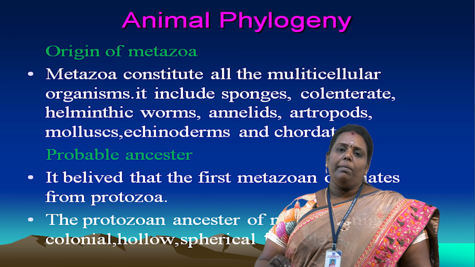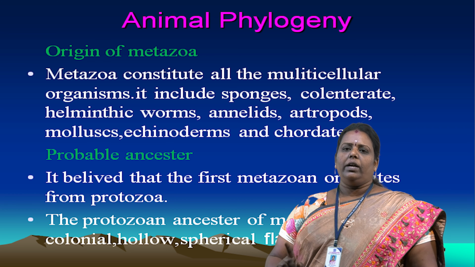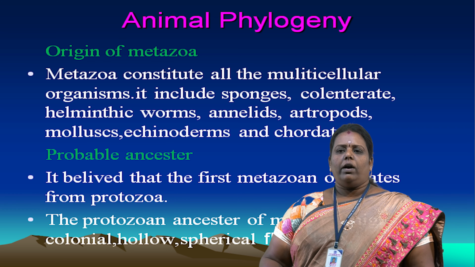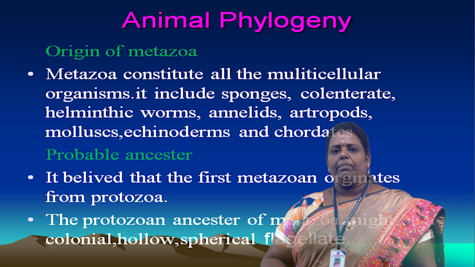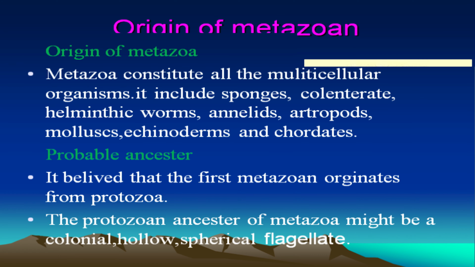Now, what is the probable ancestor of these animals? It is believed the first metazoan originated from the protozoa. All the metazoa originate from the protozoa, because protozoa is a single cell animal. The protozoan ancestor of metazoa might be colonial, hollow in shape and spherical, flagellated. Everything that occurs in the developed stages occurs in the metazoan stage.